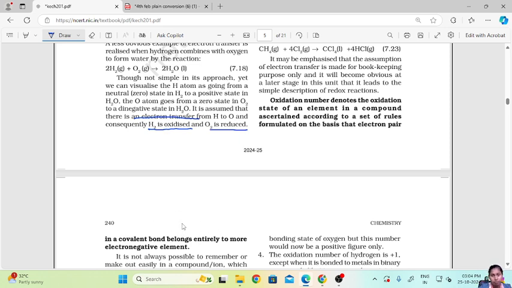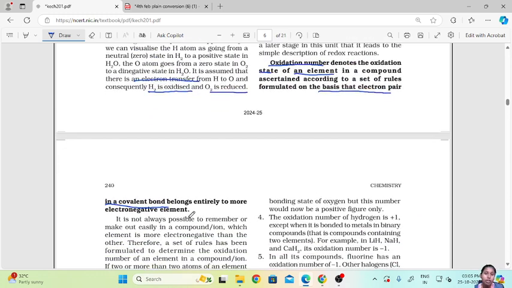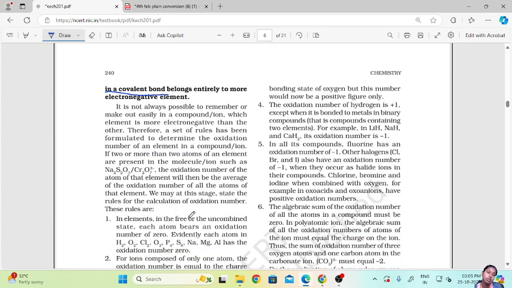So oxidation number basically denotes the oxidation state of an element in a compound, which is ascertained according to a set of rules formulated on the basis that the electron pair in a covalent bond belongs entirely to the more electronegative element. So there is a set of rules which are made to formulate this basis.